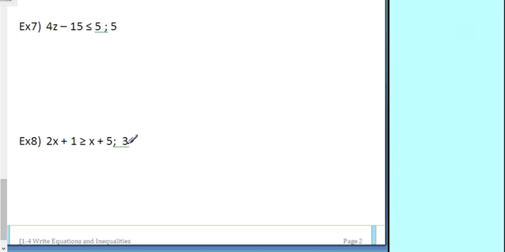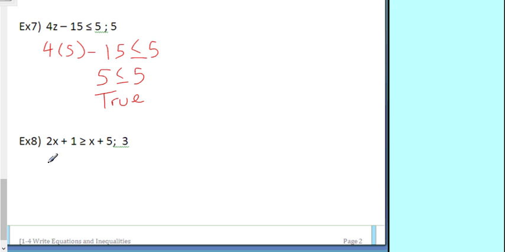All right, let's see the next one. We're going to put this number in for z in this case, so we're going to do 4 times 5 minus 15 should be less than or equal to 5. Well, this is 20 minus 15, so this is 5 is less than or equal to 5. Is this one true or false? Well, 5 is not less than 5, but it is equal to 5. 5 is less than or equal to 5. It's equal to 5, so it does work, so this is true.